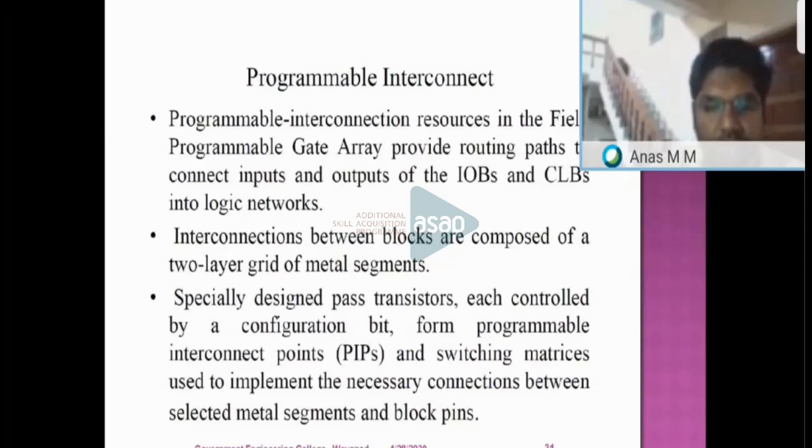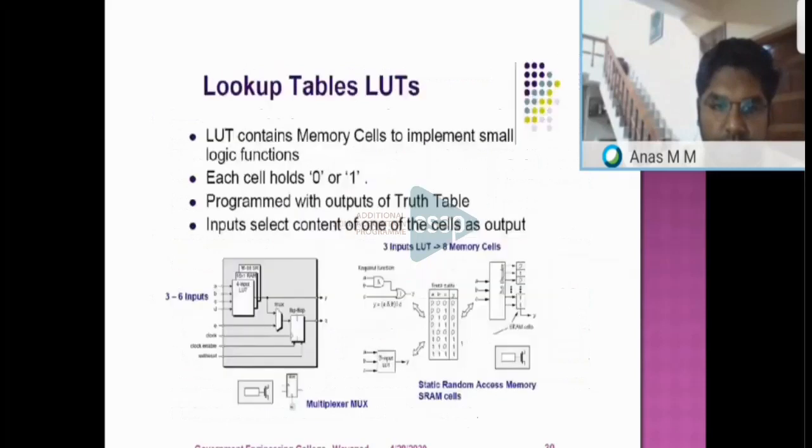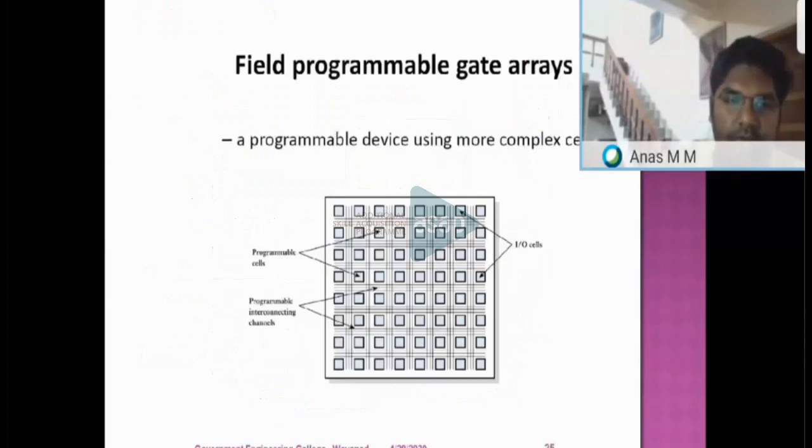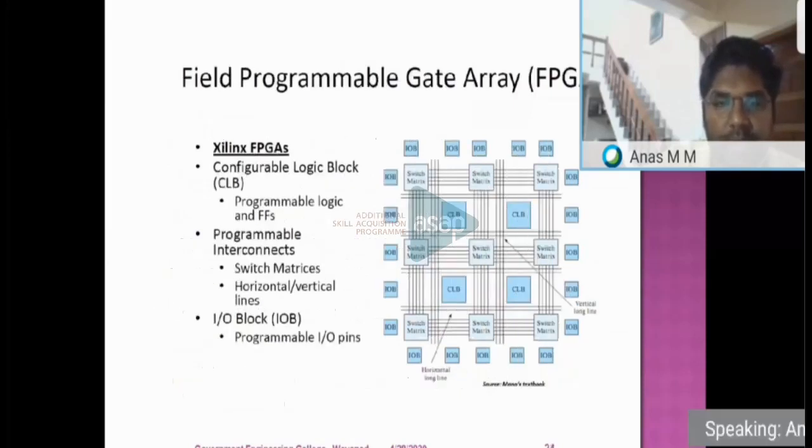Another block is the programmable interconnect. We already covered the first block of these 3 blocks, the configurable logic block. So what is a configurable logic block? We can create Boolean expressions with the help of programming, and according to that program, the lookup table will create the Boolean expression. So that is programmable logic. And the next block is the programmable interconnect.